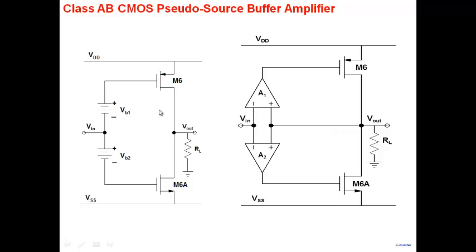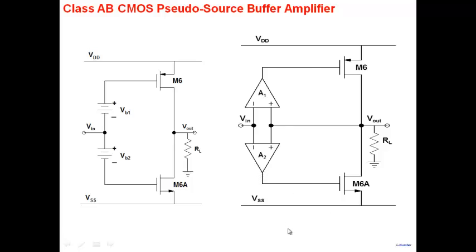So it acts like a common drain stage. Remember what a common drain stage is? The output follows the input. So here also, output will follow the input. That's why we are calling it a pseudo source follower. It's a source follower because a source follower is nothing but a common drain amplifier where V0 follows the input, but it's actually being built using a common source amplifier with the error amplifiers that you see.